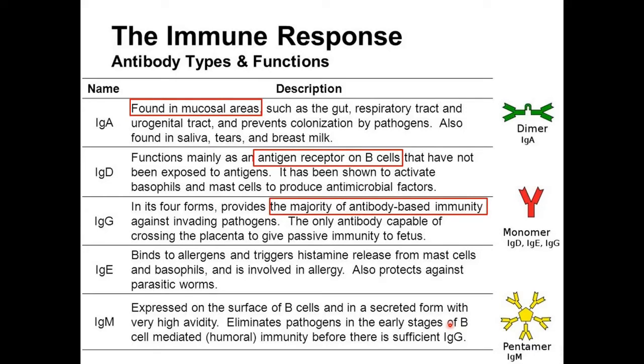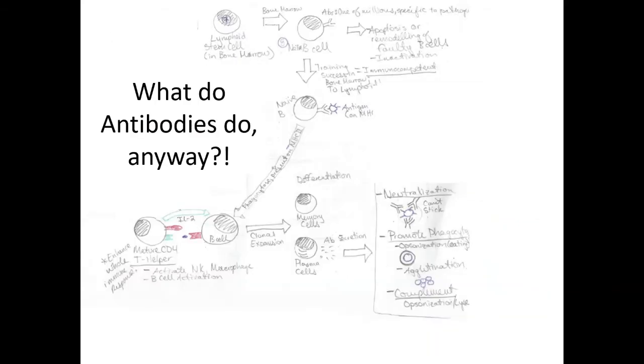Most of our antibody-based immunity is IgG versus IgE. These are the ones that produce more of an allergic reaction. Okay, and remember that we talked about how we have two different types of T helper cells. One produces IgG, the second produces IgE, and having a balance between these two will produce an appropriate immune response, not allergies or immunodeficiencies.